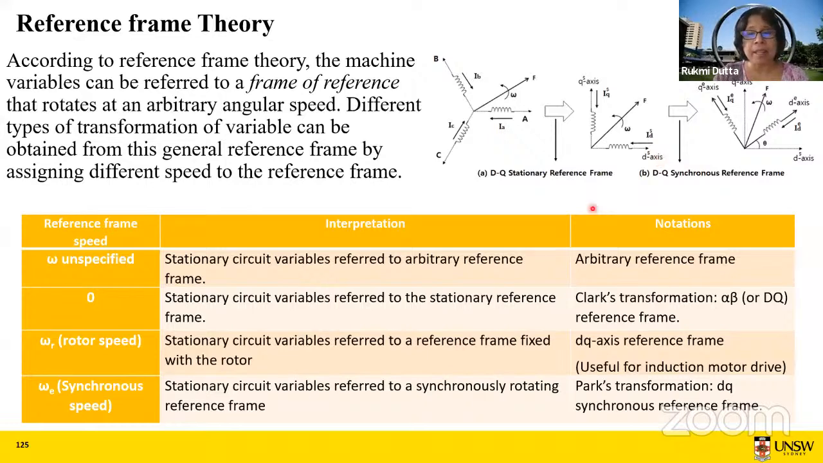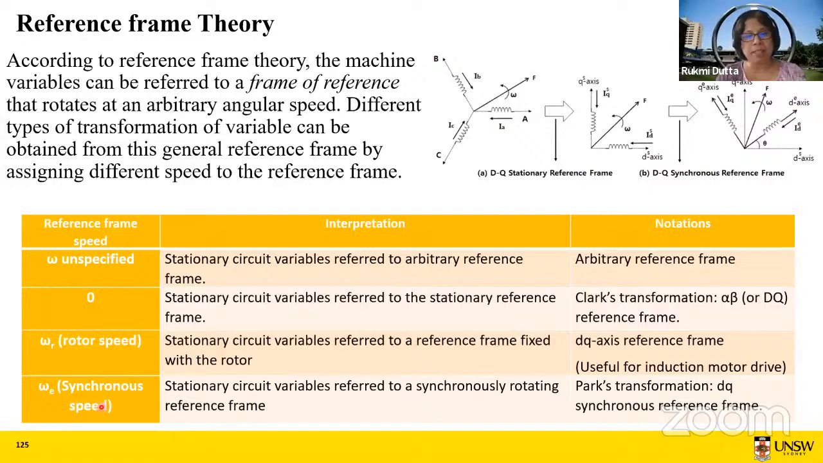If we consider that our DQ axis is attached to the rotor and rotating with the same speed as the rotor, then we get a rotor reference frame. And if our DQ axis is rotating with synchronous speed, then it is a synchronous reference frame. For a synchronous machine such as PMSM, the synchronous reference frame and rotor reference frame become the same because it rotates only with synchronous speed.